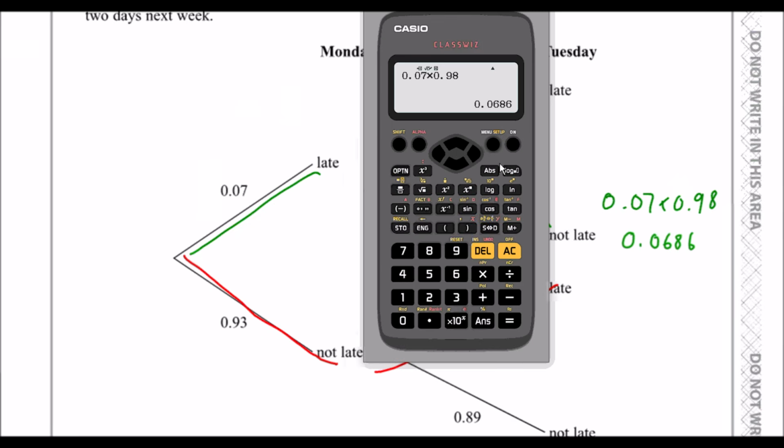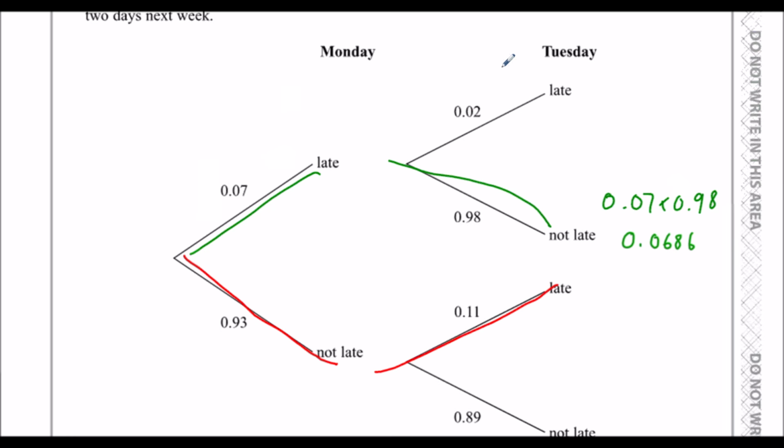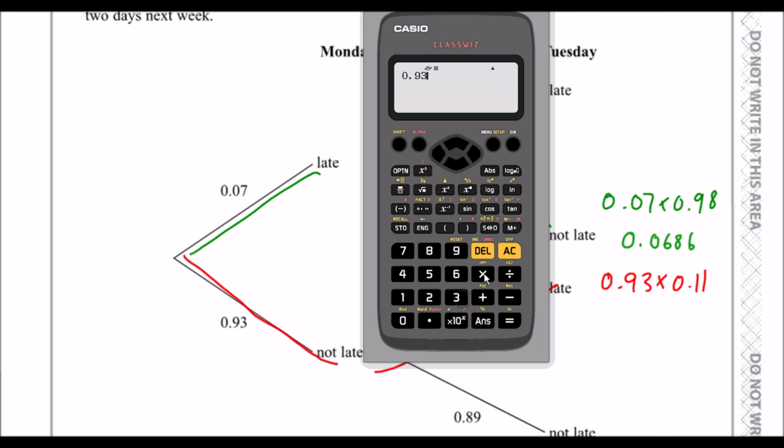I'm just going to store that in the calculator because I'm going to use that in a second. And the probability of not late and late is 0.93 times 0.11, which is 0.1023.